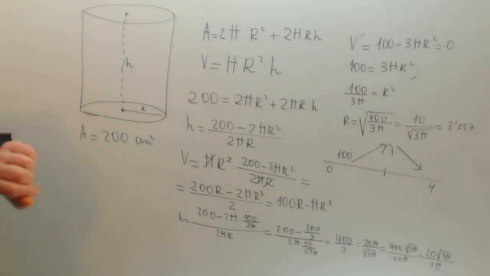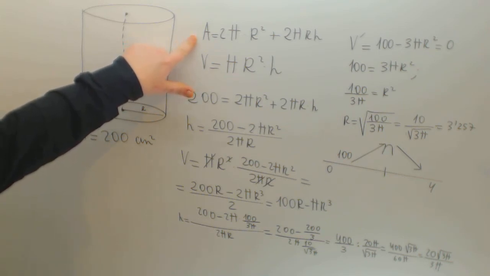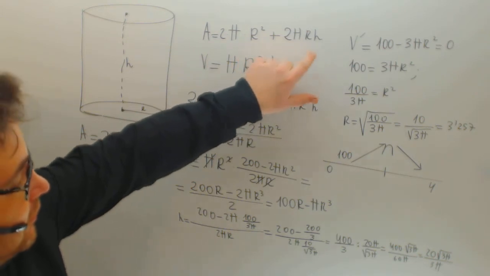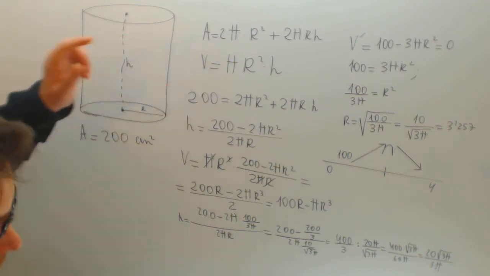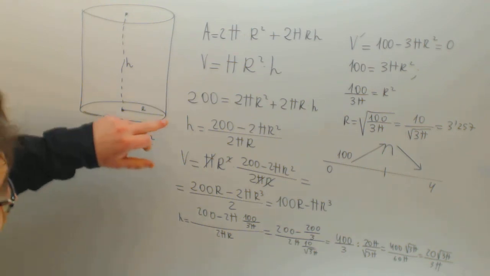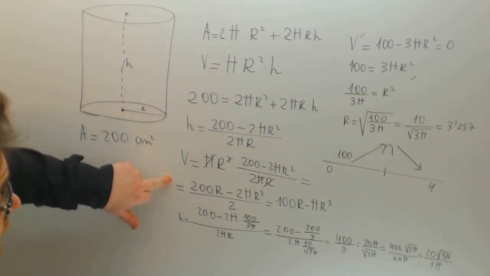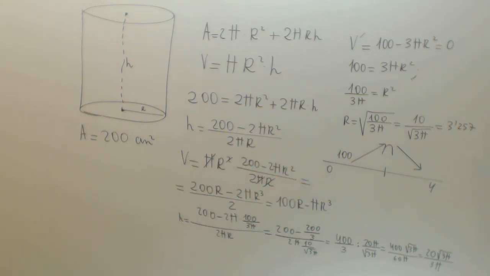So first, you have to get two formulas. One, the one you want to maximize, and the other one to find a relation between the two variables you have here. Here you have radius and h. Okay? And then you substitute it in the other one, you derive, and you find whether it's a maximum or a minimum. And that's the thing. And all problems of optimization are the same.